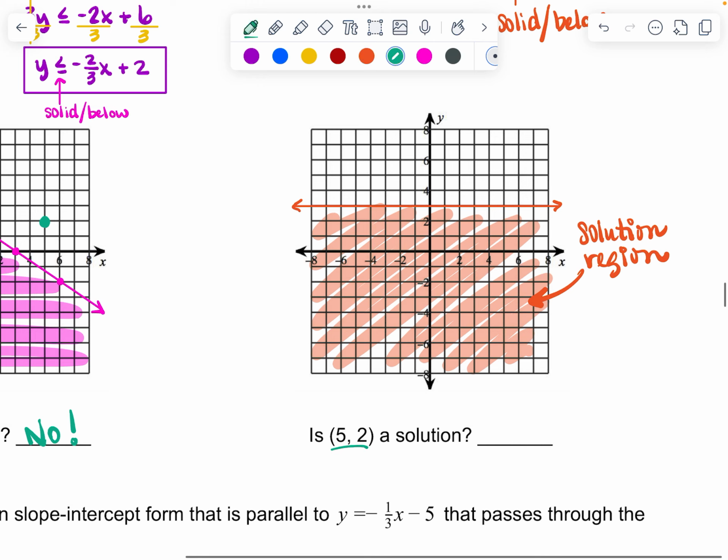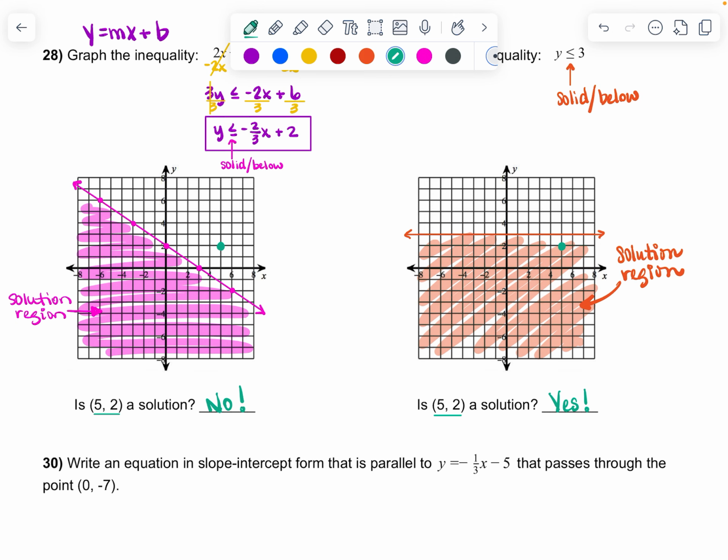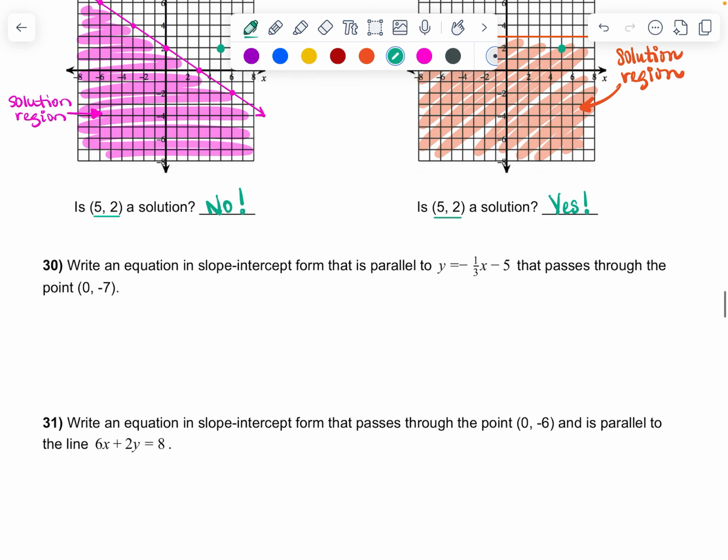All right, so on this one, it says, is 5, 2 a solution? Same point. Let's go see 5, 2. Yep, he's in my solution region. So yes, he is a solution to this inequality. Okay. All right, number 30.